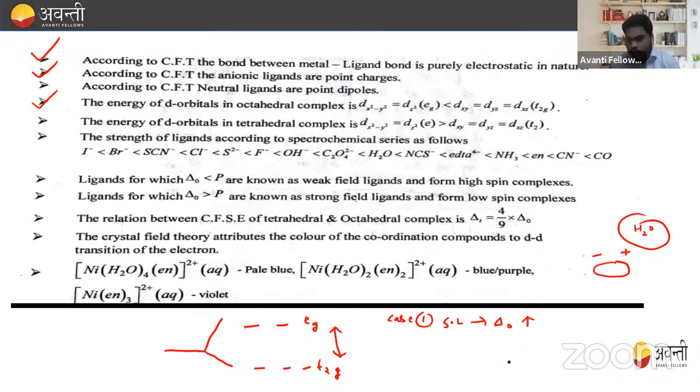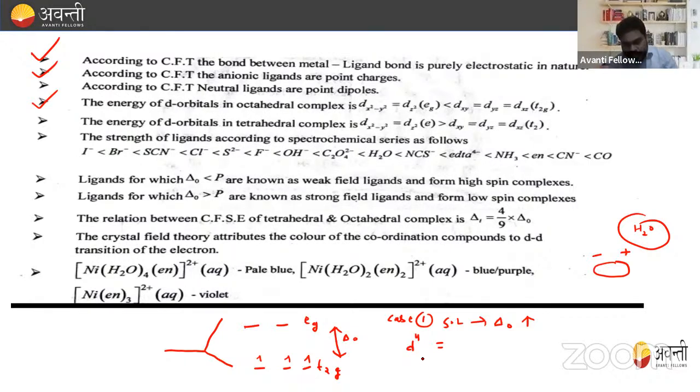Now, if this delta O is more, then how will you fill these 4 electrons, beta? Like that, okay? That is 1 electron, 2 electron, 3 electron. Whether this 4th electron will go to Eg or remain in T2G totally depends upon the delta O, that is the splitting energy. If the splitting energy is more, then this electron will never go to the Eg orbital. It will remain in the T2G orbital itself, right? So this totally depends upon the energy gap, that is the octahedral splitting energy, and the octahedral splitting energy in turn depends upon the type of ligand.